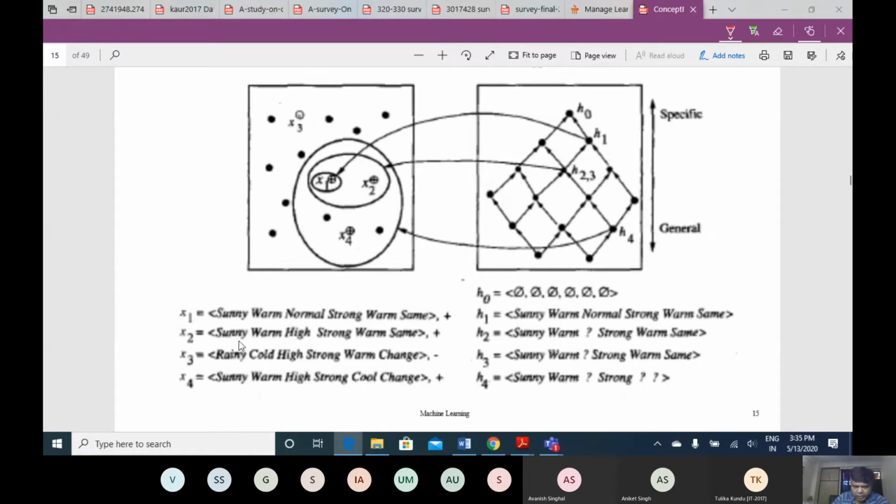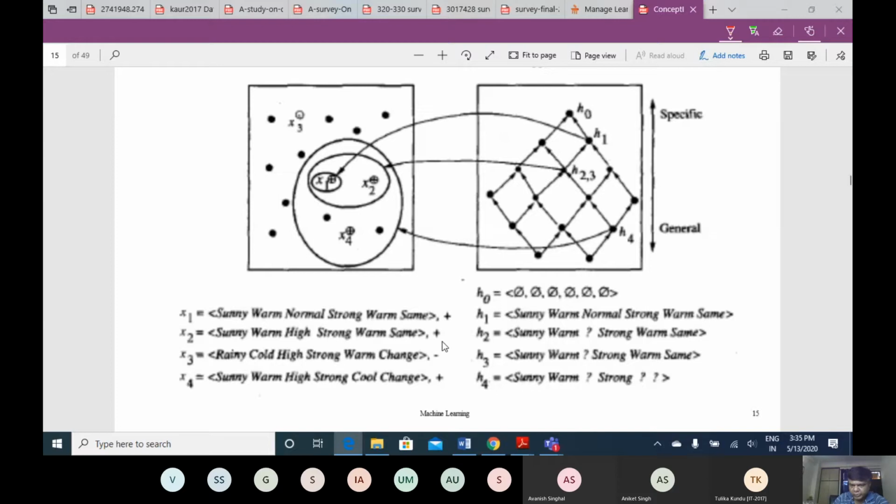So only out of these two examples we have learned that sport will be enjoyable only when sky is sunny, air temperature is warm, and then wind is strong, water is warm, and forecast is same. The value of humidity may be anything, normal or high. So that is why we have put a question mark here. So we have made this value more general, since we have got a positive example for which this value is different. Okay, so we have made a question mark, and now this is the hypothesis which defines this concept based on these two examples.